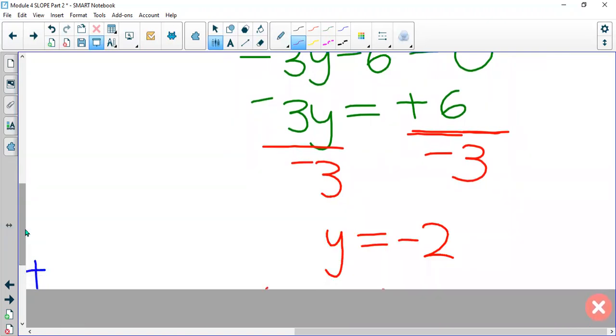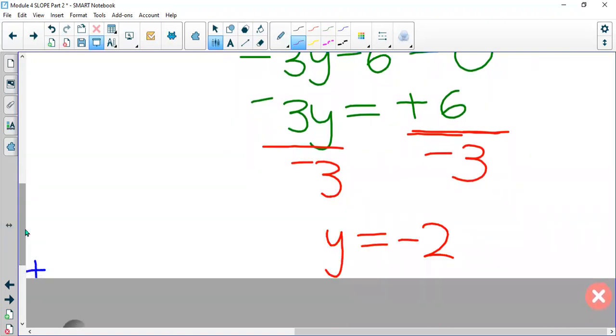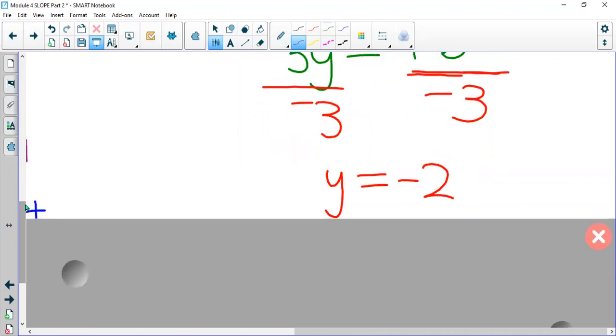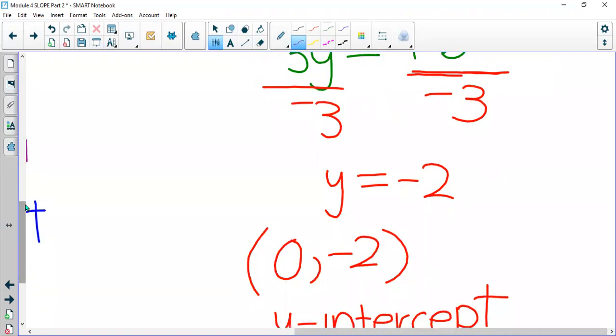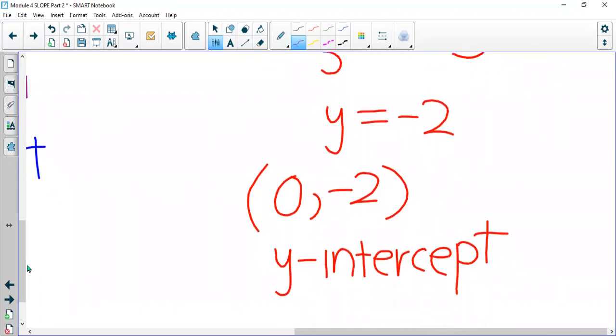However, we do have to divide by negative 3. So the y is going to be equal to negative 2, which means my y-intercept is going to be when x is equal to 0, y is equal to negative 2.